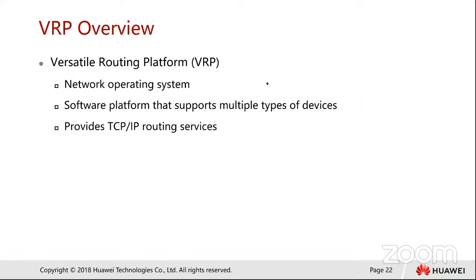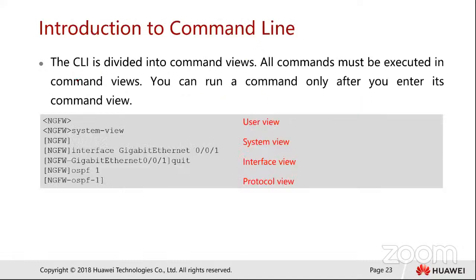This is VRP. We have command lines for it, and it is divided into different views. We shall look at these views later on, or I'll just ask you to read through them. Basically we have 3 or 4 views: the user view, system view, interface view, and the protocol view. We shall look at those views, or I'll ask you to read through them.